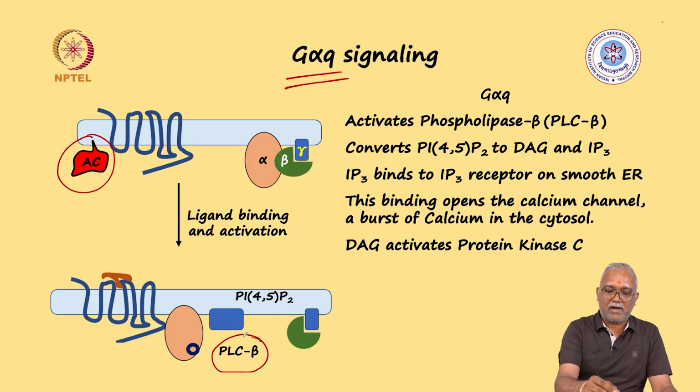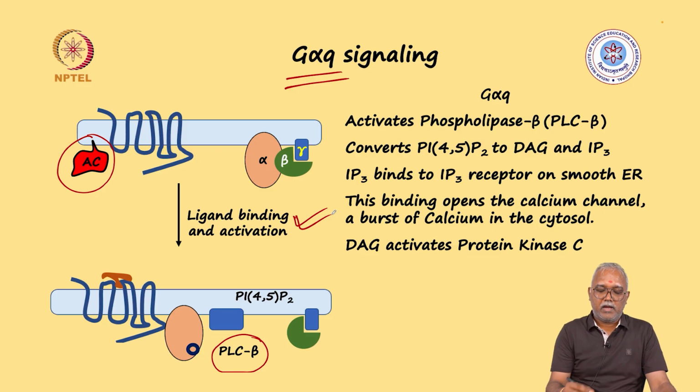So what will happen is that when ligand is absent, you would not see any activation of the pathway. When ligand binds here, it will activate the receptor, the same G alpha will go into the GTP bound state, and this will activate this PLC beta. What will PLC beta do? It will recognize the PIP2, which is part of the membrane, and break it down into diacylglycerol and IP3.